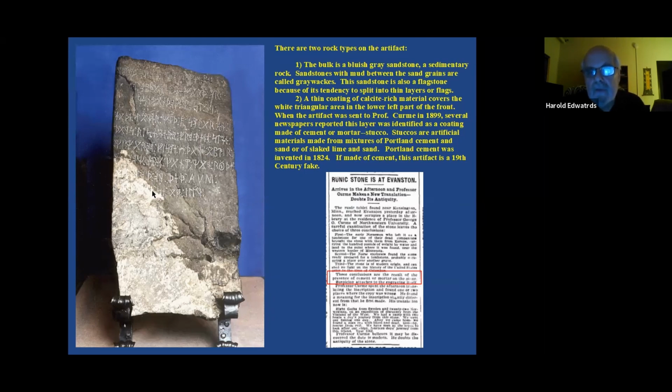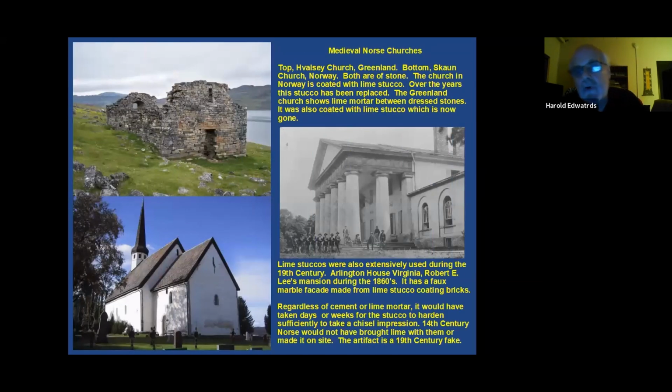The other rock type on this stone is this thin white veneer of material that is made mostly of the mineral calcite. When the stone was sent to Kern in 1899, it was determined that this white layer was made from cement or lime mortar. And Portland cement was invented in 1824, so that would mean the stone was a fake. On the other hand, lime mortars were well known in the Middle Ages.